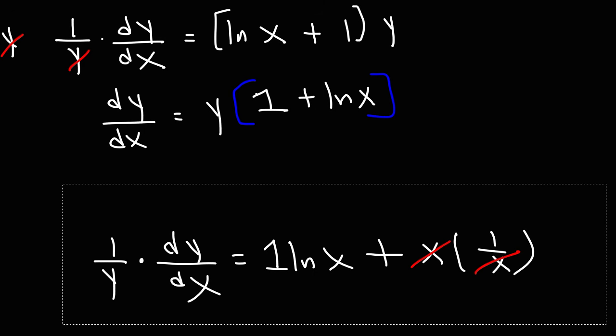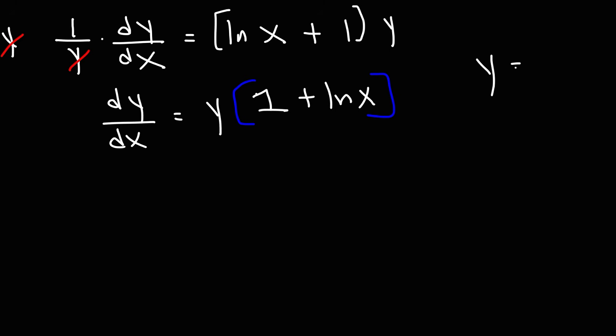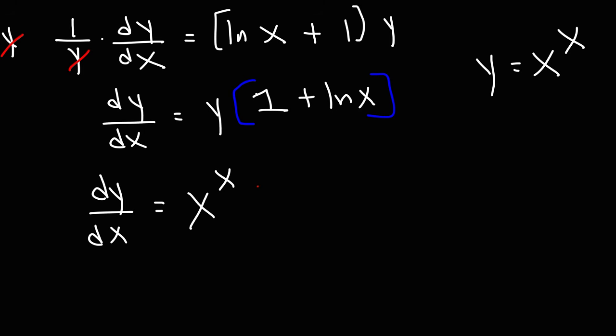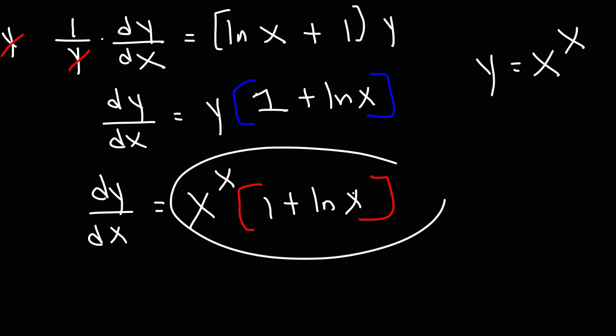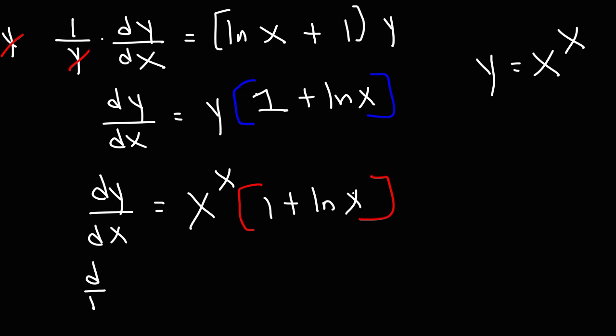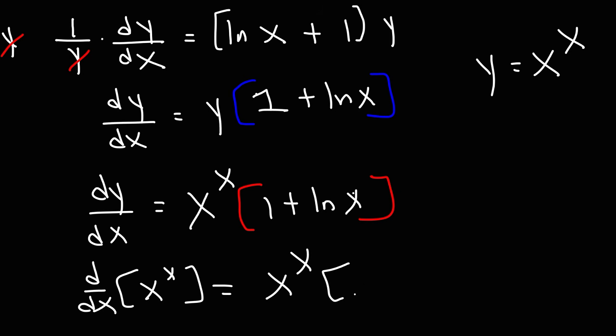Now recall at the beginning, we set x raised to the x equal to y. At this point, we're going to substitute y with x raised to the x. So the final answer is going to be x raised to the x times 1 plus ln x. So that's how you could perform what is known as logarithmic differentiation. That's how you could find the derivative of a variable raised to a variable. So this is the answer. So you could say that the derivative of x raised to the x in this example is x raised to the x times 1 plus ln x.